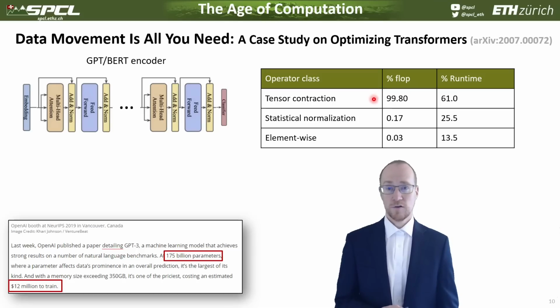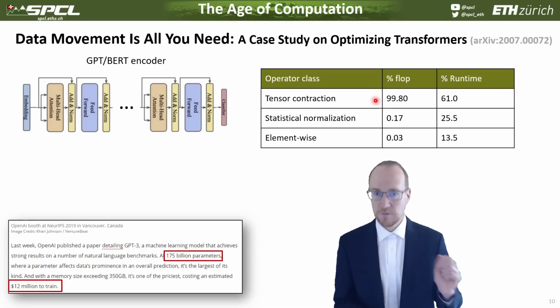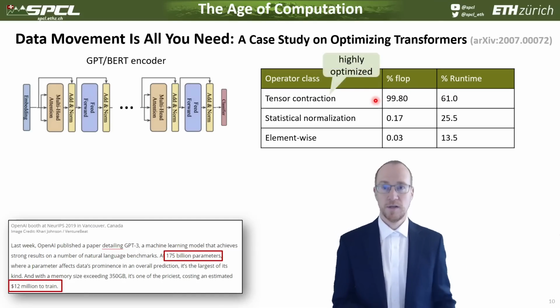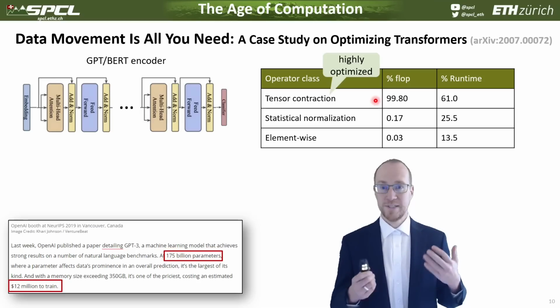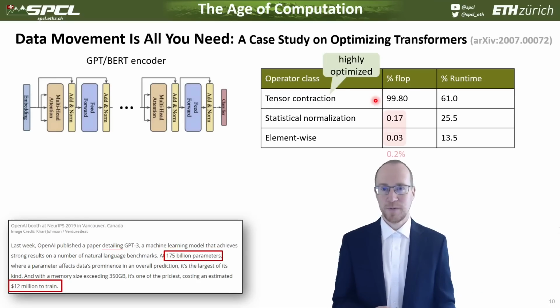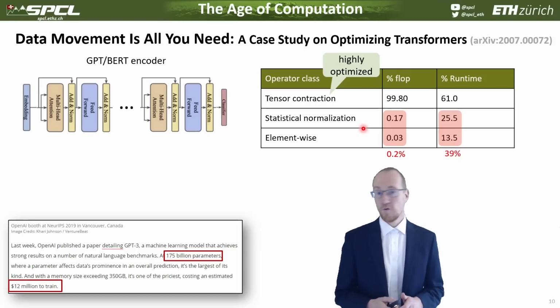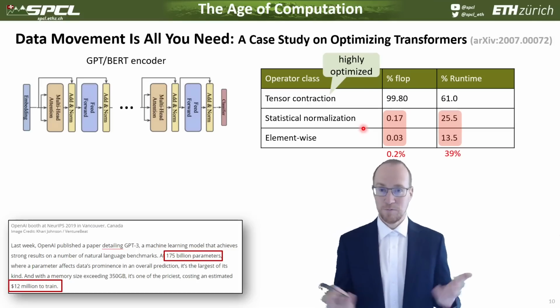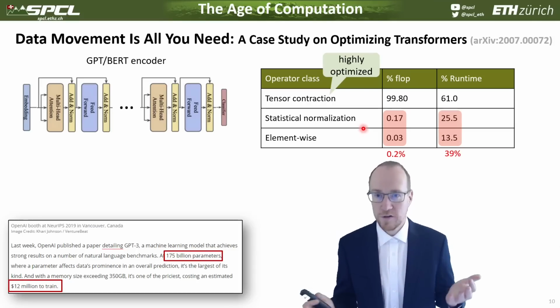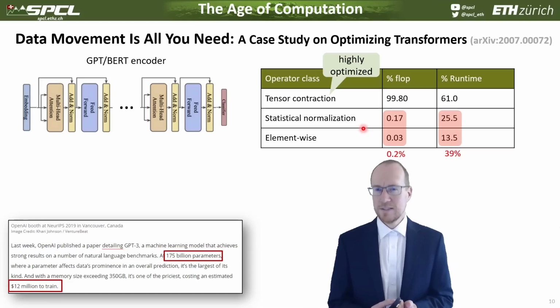And it turns out tensor contraction is 99.8% of the operations. So that's something we should focus on. However, people have focused on this for decades already. So this is highly optimized, which means that the 0.2% of the calculation actually costs 40% of the runtime, of the overhead, of the cost of that model. So that's crazy.